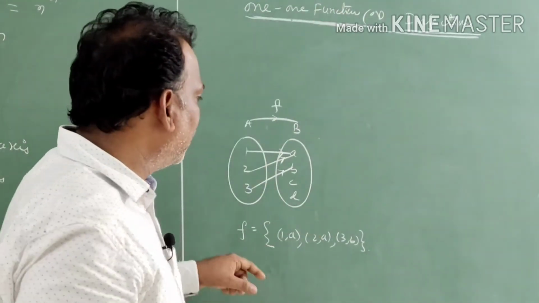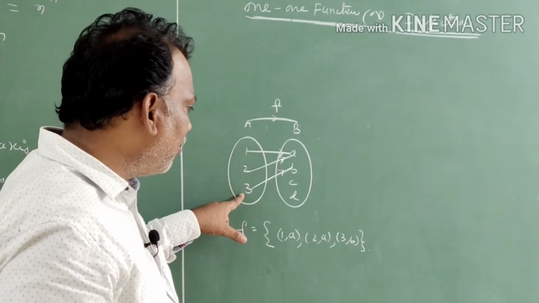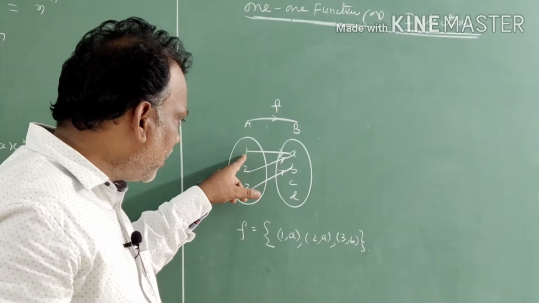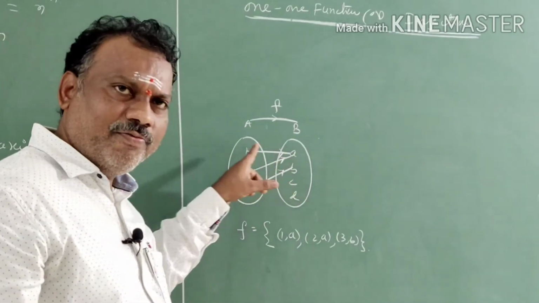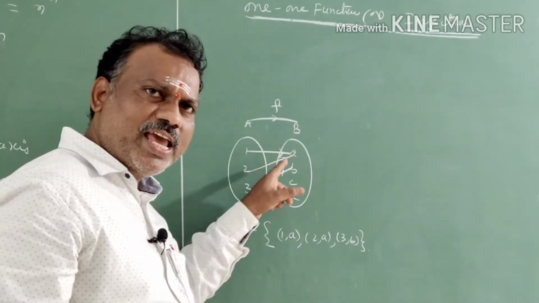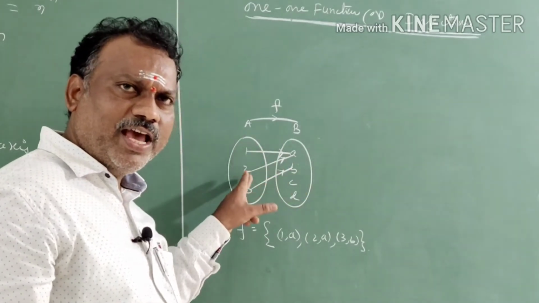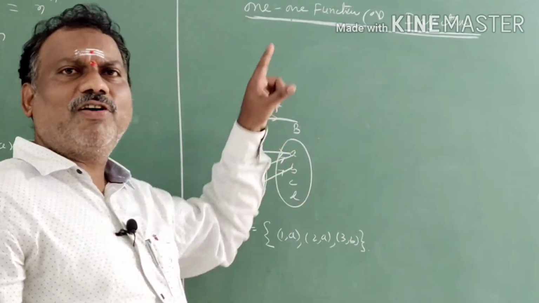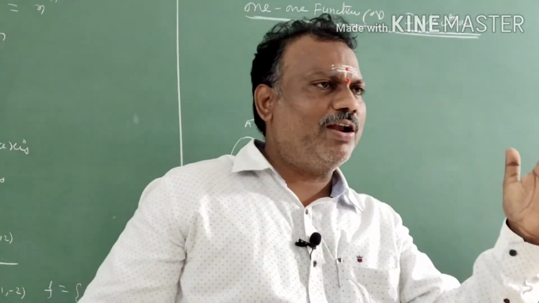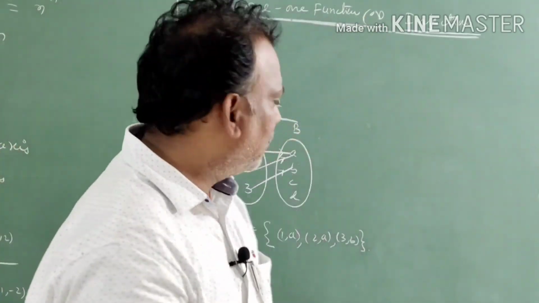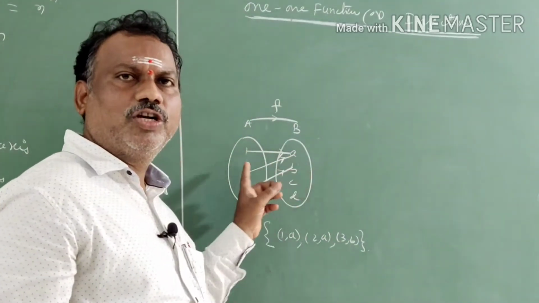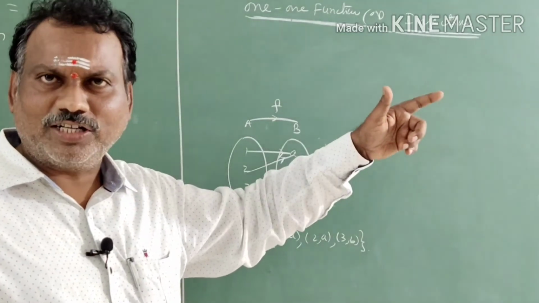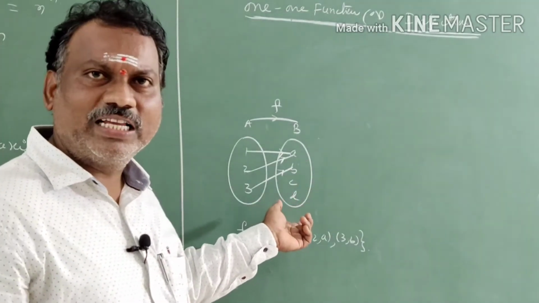But it is a function, it is not one-one. Why? Because in the one-one definition, different elements of A must have different images. But here different elements of A have the same image: 1 with A, 2 with A. It is a function, it is not a one-one function. One-one function means one element, one image. 1 goes to A, 2 should not again be A; 2 can be another element. That is a one-one function. It is a function, but it is not one-one.